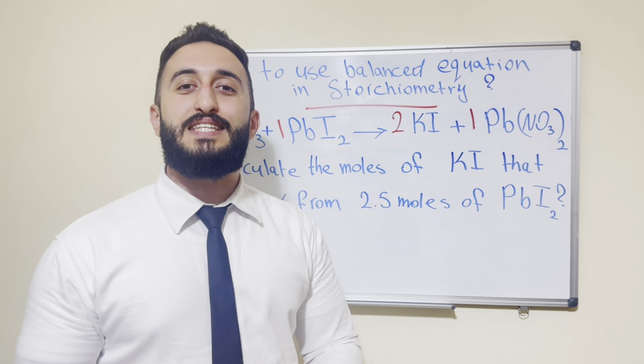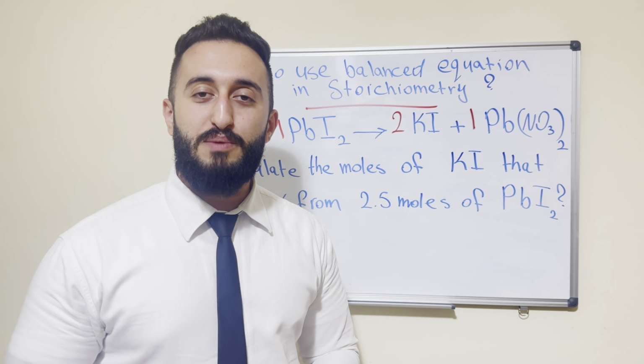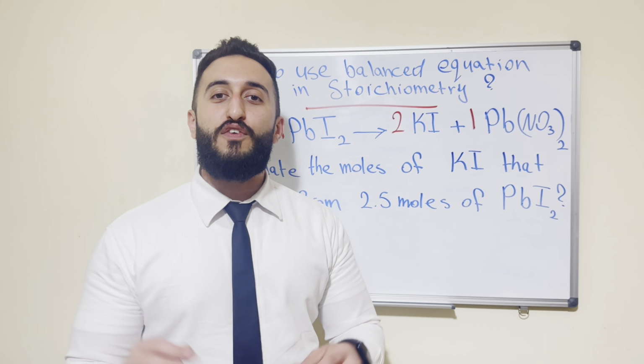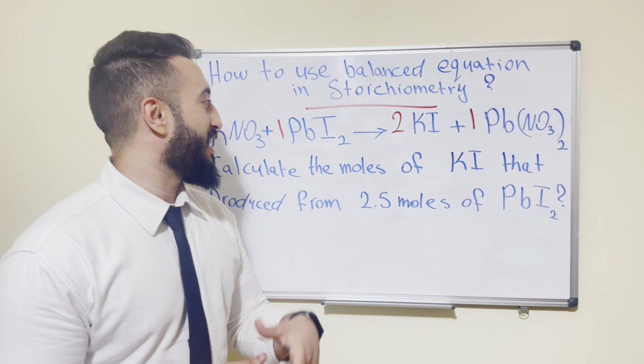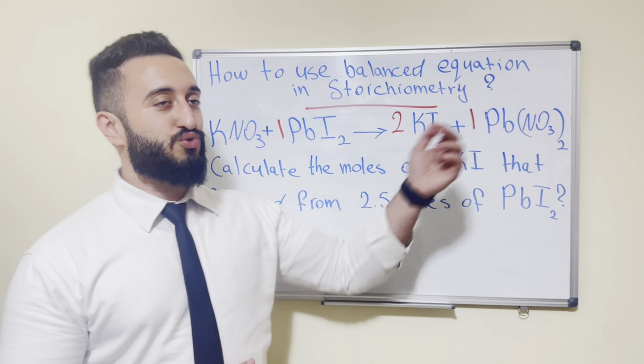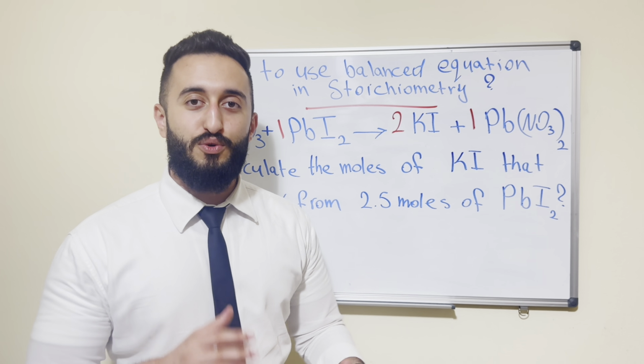First of all, what is the meaning of stoichiometry? Stoichiometry is about studying the relationship of volumes and moles of the reactants and products in the equations. So here we have two reactants and two products. So how can we find the stoichiometry of the following compounds?